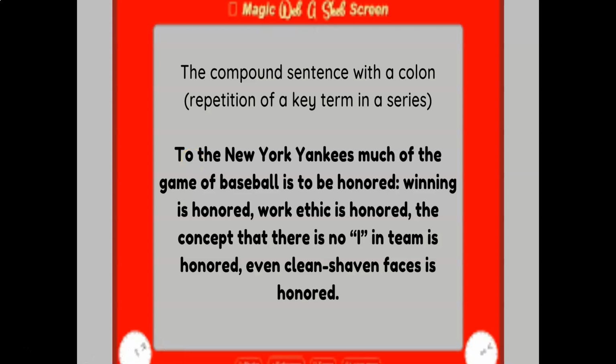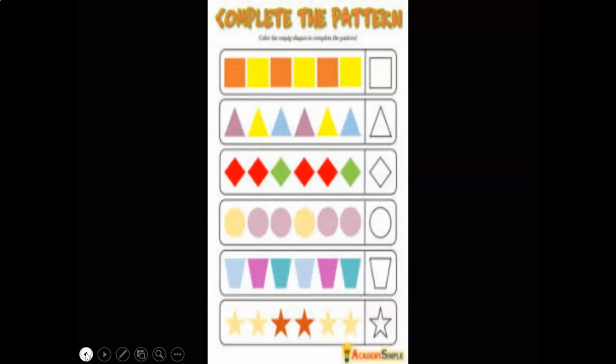To the New York Yankees, much of the game of baseball is to be honored. Winning is honored. Work ethic is honored. The concept that there's no I in team is honored. Even clean-shaven faces is honored. So this parallelism is triggered by that colon, right? So the repetition of the key term in a series. So we're focusing on honored, right? The honored traditions of the New York Yankees. So students in turn will use this mentor sentence as a lead to write their own original sentence and then go back to where we were.